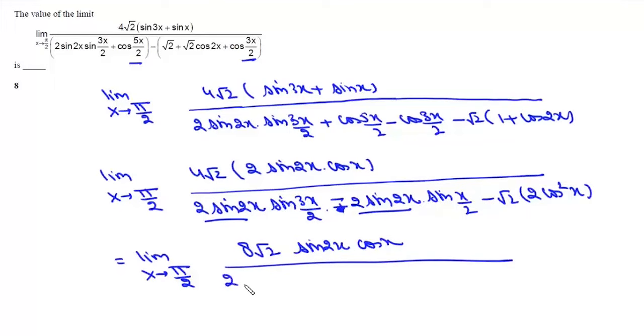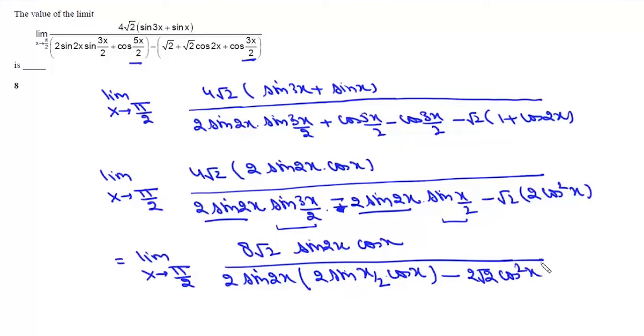And here if we take 2 sin 2x common, we are left with sin 3x by 2 minus sin x by 2. Now sin c minus sin d is 2 sin (c minus d) by 2, which is sin x by 2, into cos (c plus d) by 2, which is cos x minus 2 root 2 cos square x.